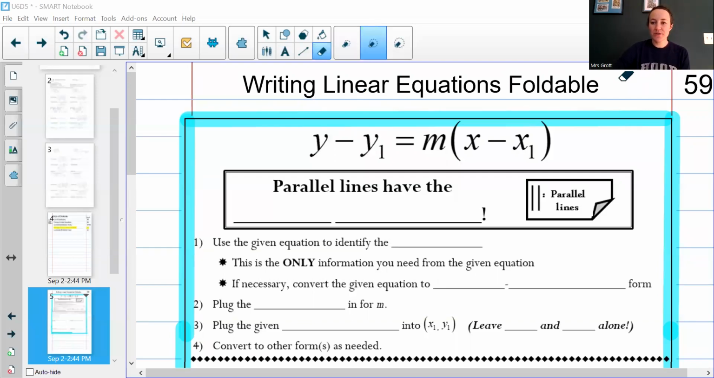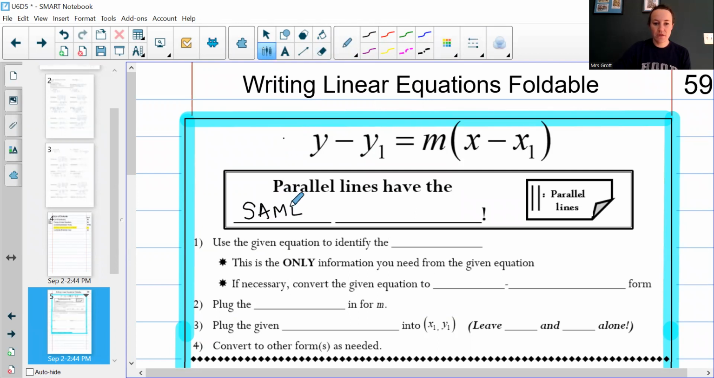You should be open to your foldable on page 59, and we are first looking at parallel lines. You talked about it in warm-up, but parallel lines have the same slope. Make sure you are copying down what I am writing down. Parallel lines never touch. We're looking for this symbol.